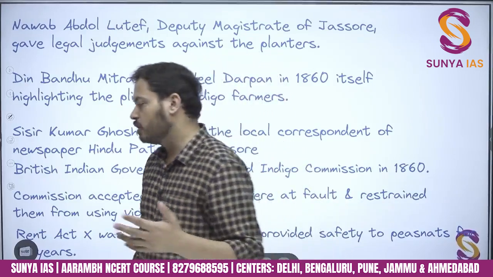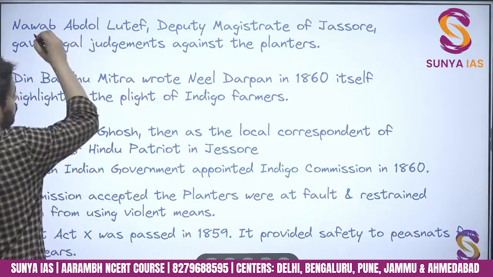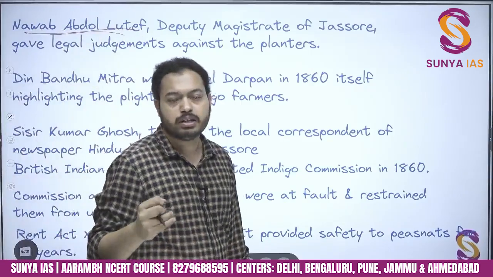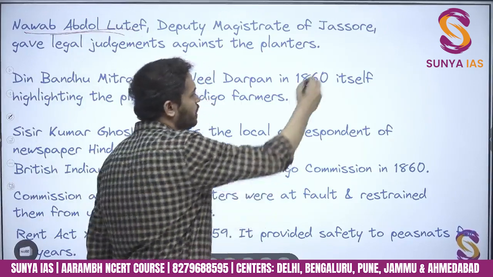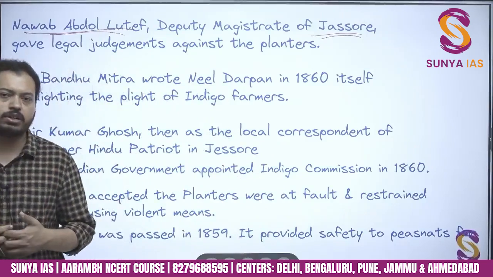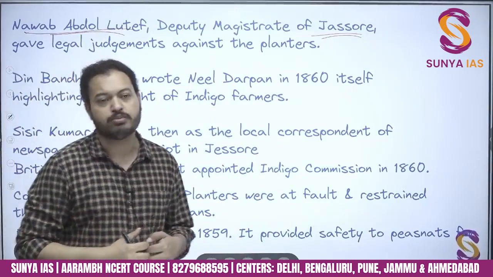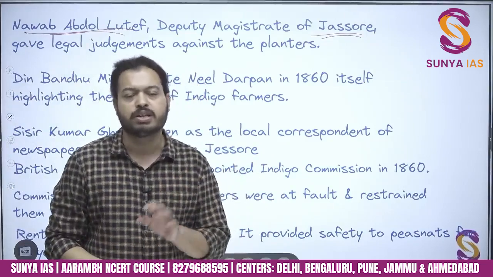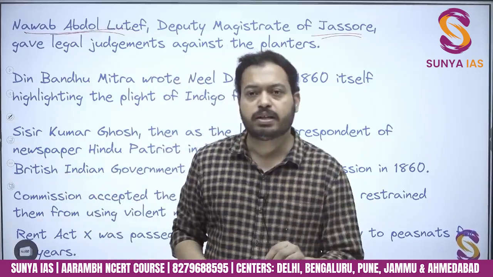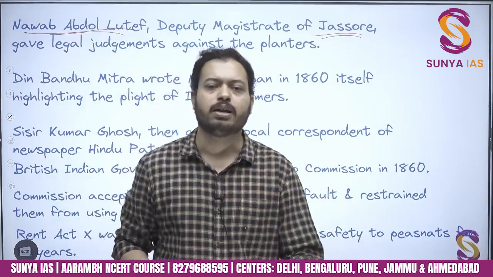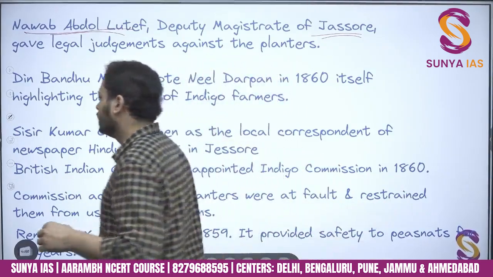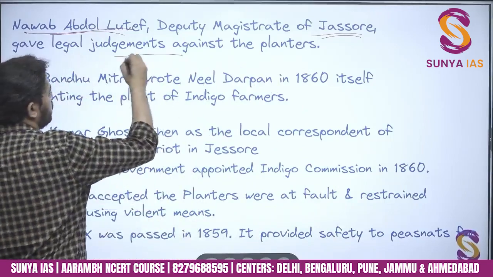The first and most important person was Nawab Abdul Latif. He was a government employee, a deputy magistrate in the Jessore district. It is said that while working as a judicial officer, he gave a lot of judgments in favor of the plantation workers. He wrote in his writings and judgments that the plantation owners have been exploiting the native people, and it is but natural that people will retaliate. So his judgments are very interesting, very important, and they were the first.